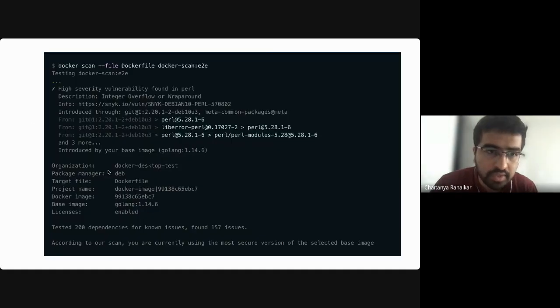So this is an example. Docker itself has its own vulnerability scanner, and this is how it looks. It will essentially find out which of the software you're running inside of the container is vulnerable and which is not.